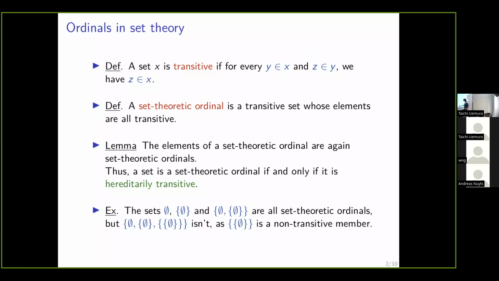Here are a few examples. The empty set, the singleton of the empty set, and the set containing the empty set and the singleton empty set are all set theoretic ordinals. But this one is not, because you have a non-transitive set in there. And you can imagine how you might build them up from these using the axioms of set theory. One thing to notice is that this inherently makes use of the global set membership relation, having a y and an x, and then reusing that with the z and the y, and so on. In type theory, you do things differently.